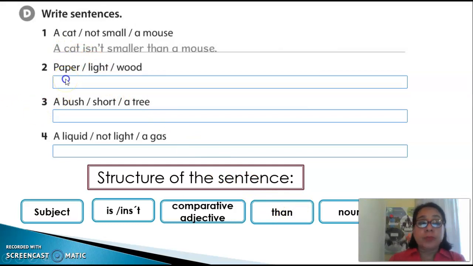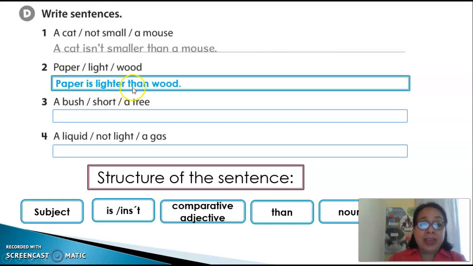Example number 2. Paper is lighter than wood. It is "is" because it's positive, I don't have a not. So the answer is: light, lighter than wood. I check if my sentence is correct. Paper, subject, is, comparative, yes. Then, yes. Wood, yes. My answer is correct.